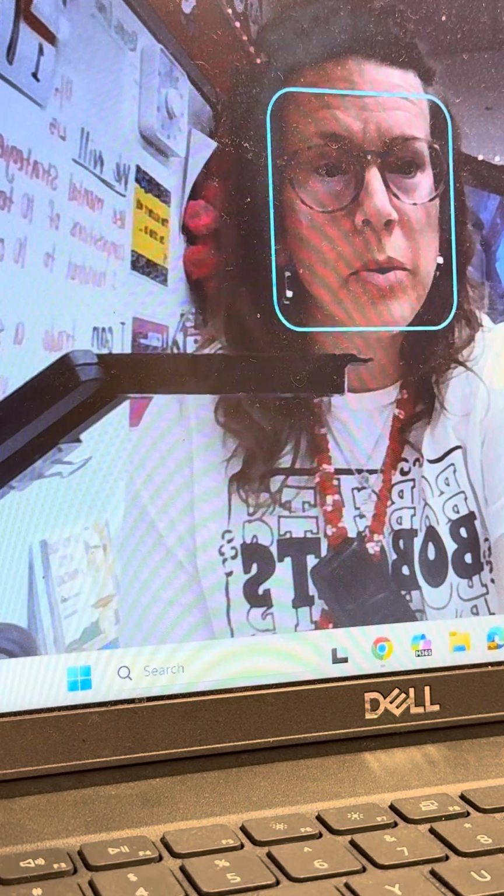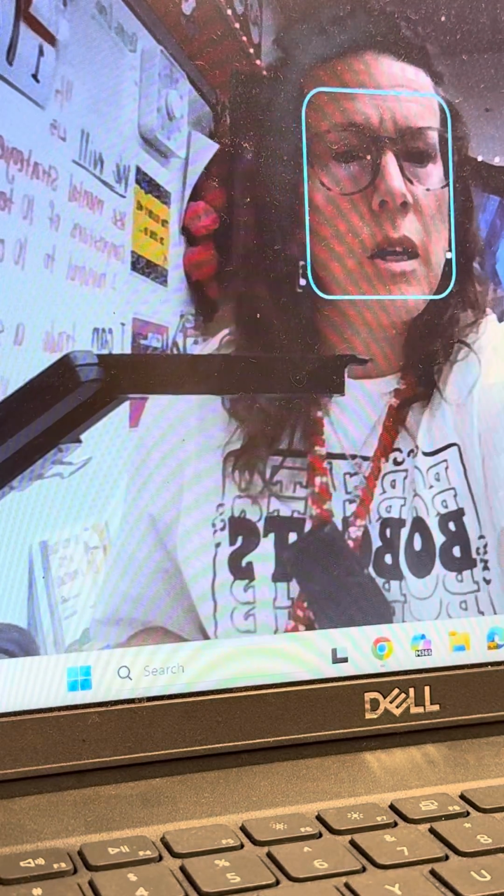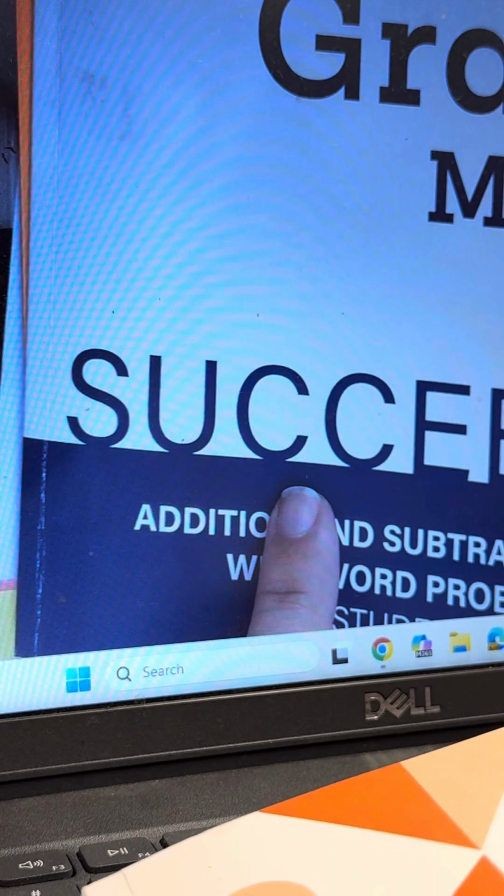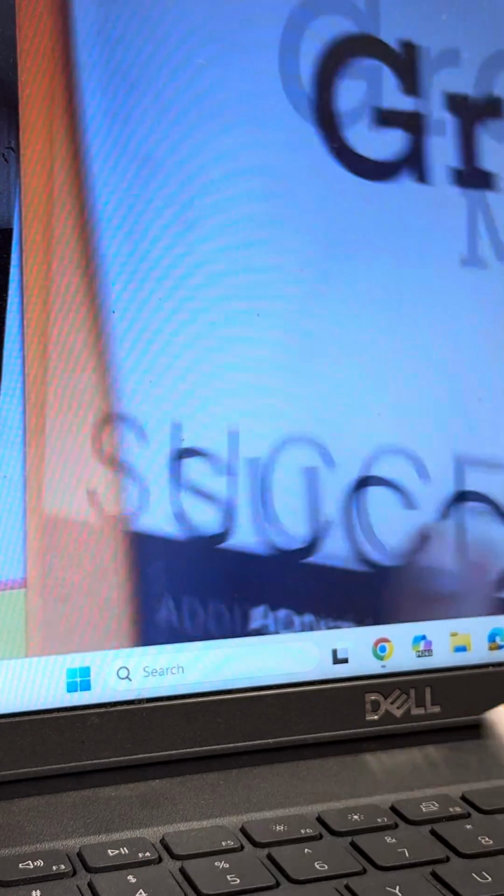Let me show you the book that we use. So you should have gotten the grade 2 module 4 Succeed book sent home. Every student brought it home. Hopefully you hung on to it. This is just for extra practice.